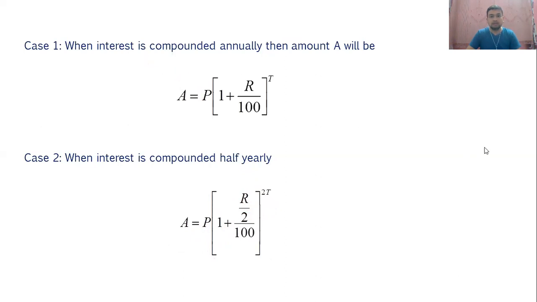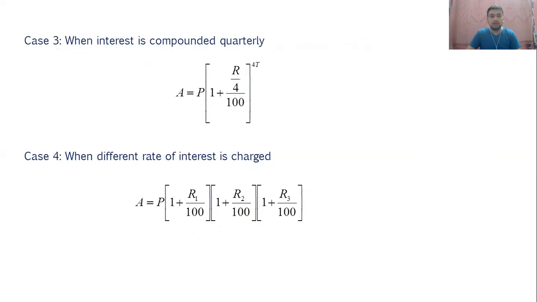Okay, next. Case number 3, when the interest is compounded quarterly. So at that time, A is equal to capital P in bracket 1 plus R by 4 upon 100 to the power 4T. And case number 4, when different rates of interest are charged, then A is equal to capital P in bracket 1 plus R1 upon 100, 1 plus R2 upon 100, 1 plus R3 upon 100. Okay, so these are the 6 formulas you have to remember by heart.